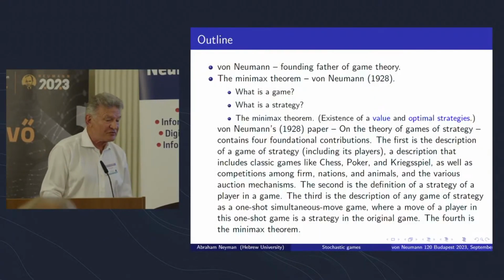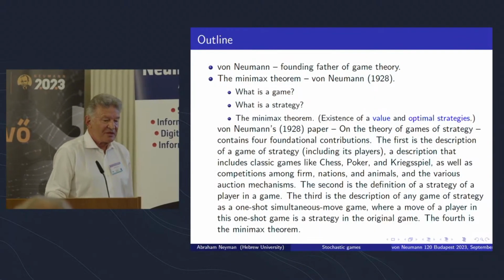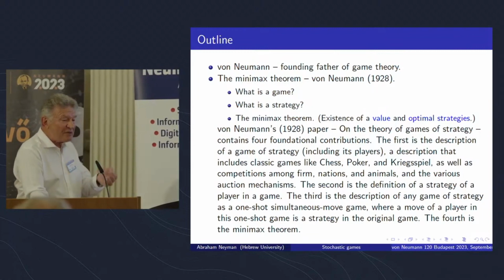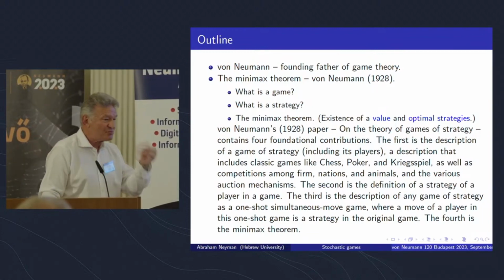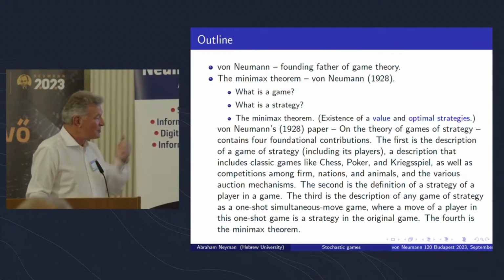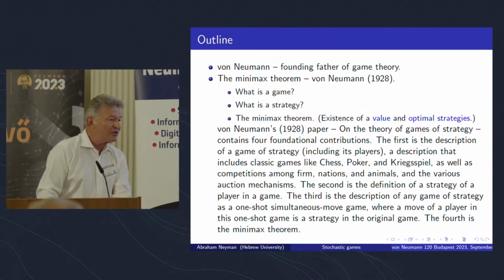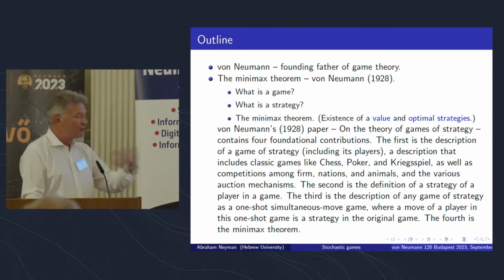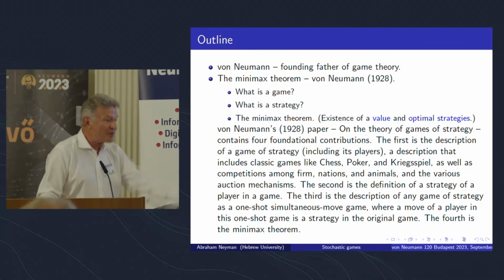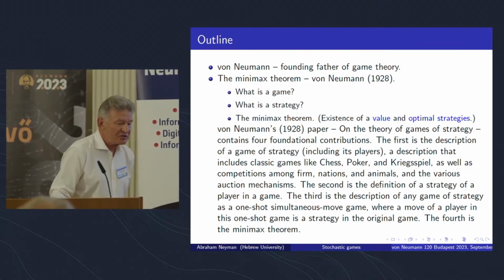The second is the definition of a strategy of a player in a game. So you describe the game, the formal thing, and then you have to define what is a strategy. The third is the description of the game of strategy as a one-shot simultaneous move game. Each one puts in a box his strategy, a referee looks at the strategies and now starts to play and follow the game according to these strategies.